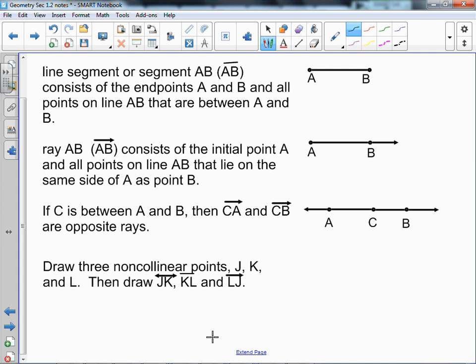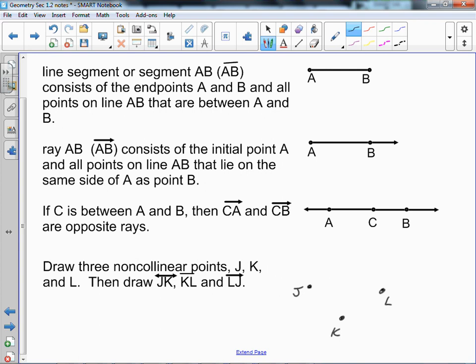All right, so this example, draw three non-collinear points, J, K, and L. Then draw line JK, segment KL, and ray LJ. So what we want to do, following the instructions, is to start off by drawing three non-collinear points. So 3 points that are not in a straight line. So 1, 2, 3, something like that. Then we're going to label those J, K, and L.